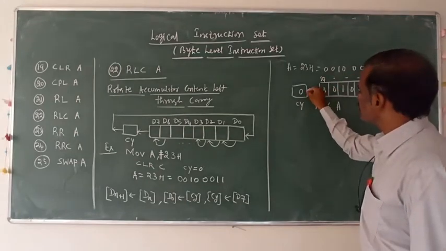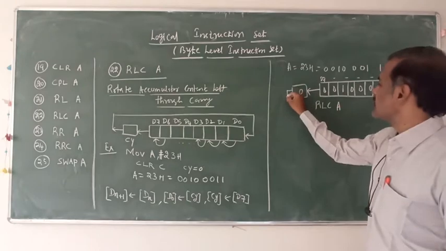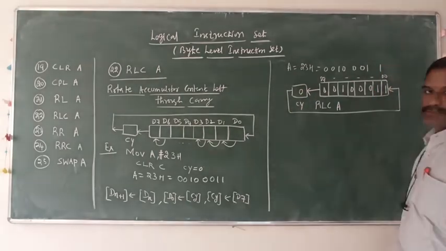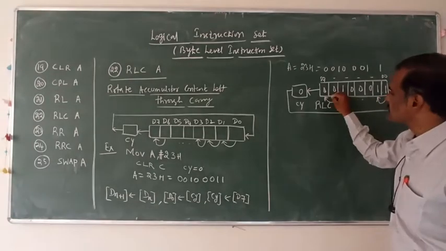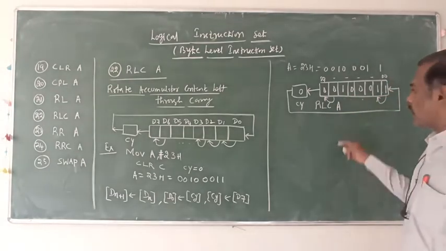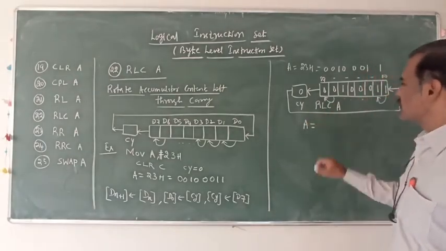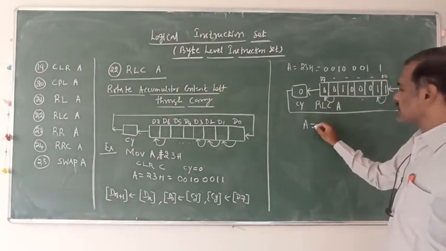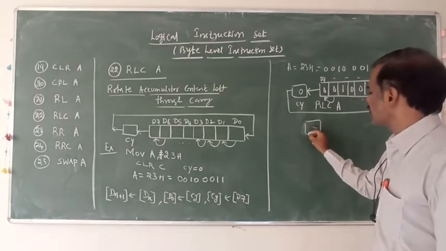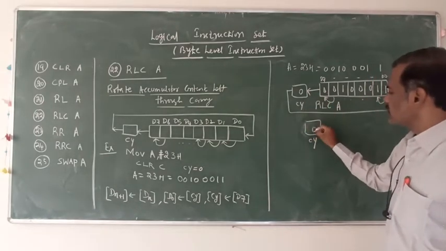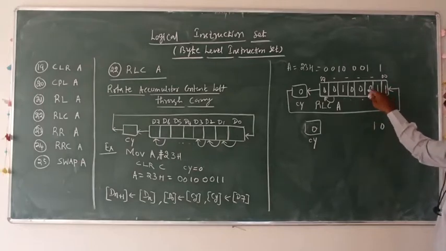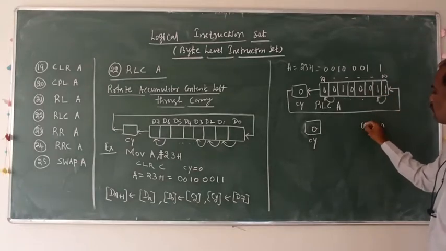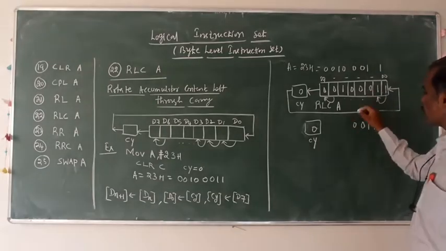Now the D7 data moves to carry and then the carry data moves to D0 bit position and D0 bit data moves to D1 position. Like that D6 data moves to D7. After the rotate instruction, what will be the accumulator? Here the carry 0 moves to D0 position, the D0 data moves to D1, D1 data moves to D2 and D2 moves to D3 like that. Okay.